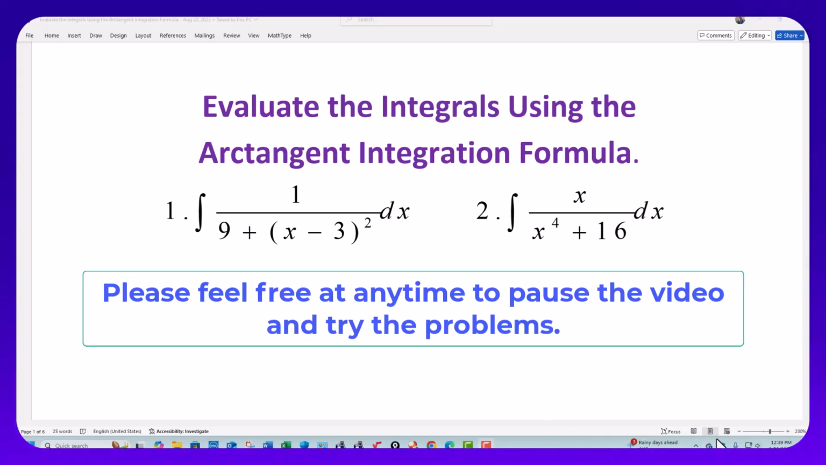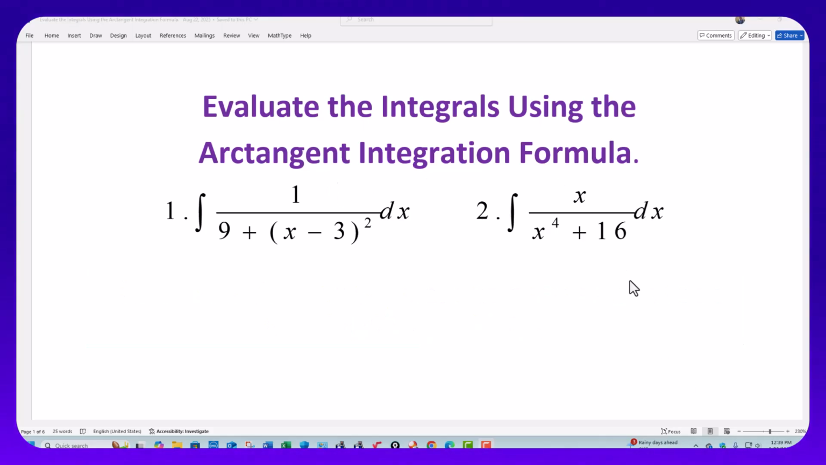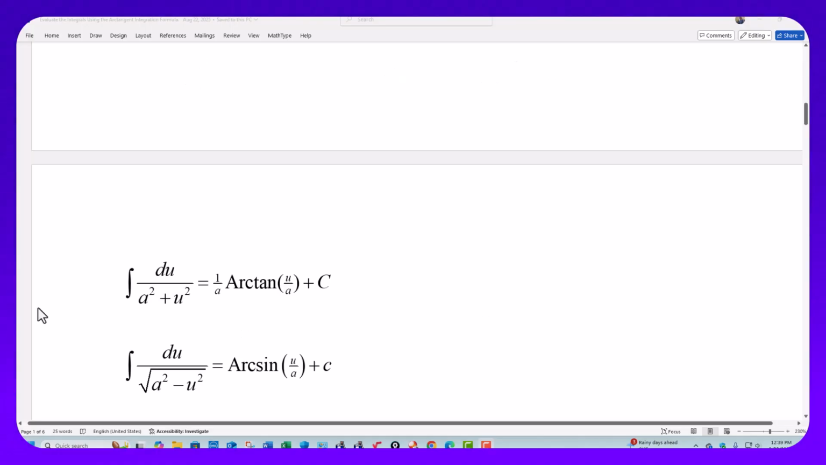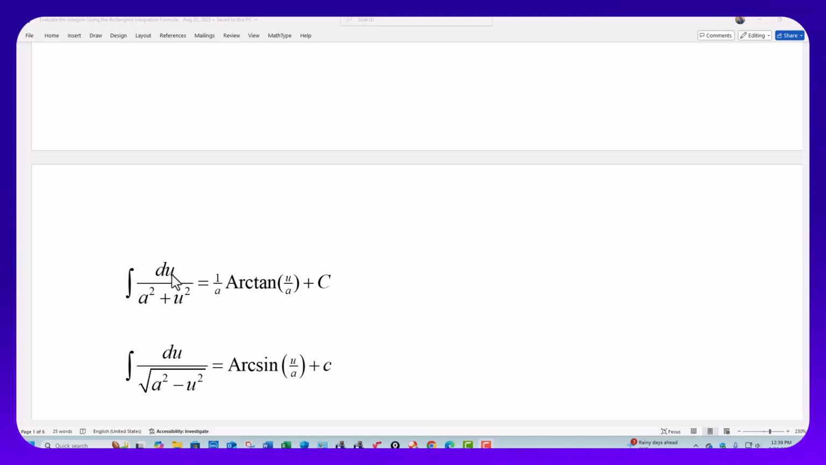In this video, we have two integrals to evaluate, and we'll be using the arctangent integration formula. And by that, I'm talking about this formula here, the first one. If you have an integral of this form, du over a squared plus u squared, where a is a constant and u in general will be a function of x, then the value of the integral is given by 1 over a arctan of u over a plus the constant of integration.